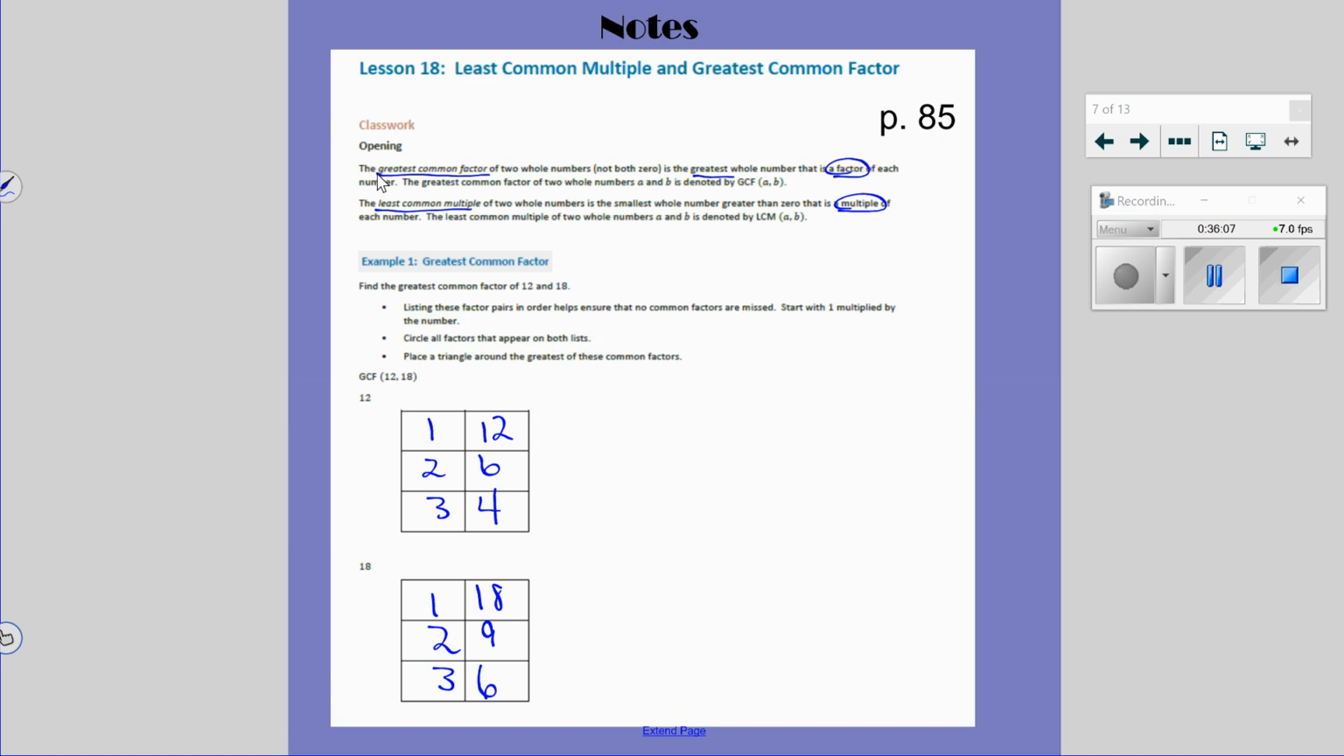So I now go through my factors and I circle all of them that are the same. They both have a 1. They both have a 2. They both have a 3. They both have a 6. So for greatest common factor, I say which one of those is the biggest. So my GCF of 12 and 18 is 6, because that is the greatest common factor between them.